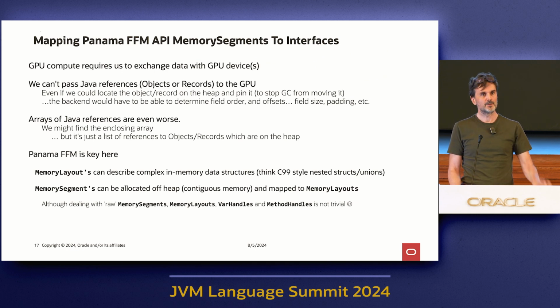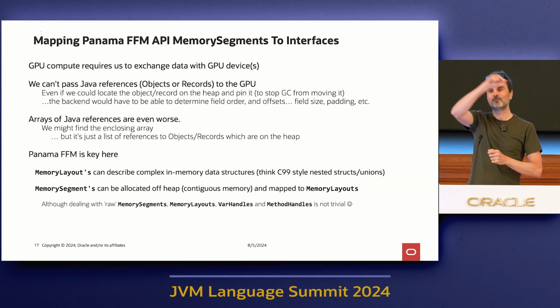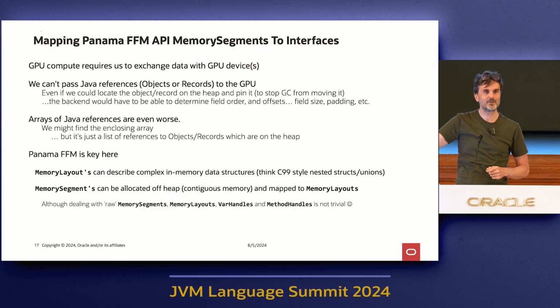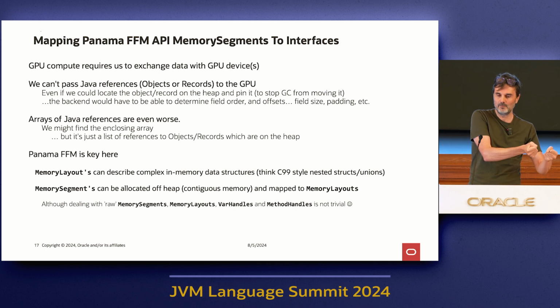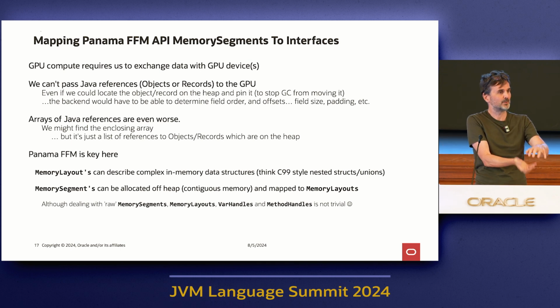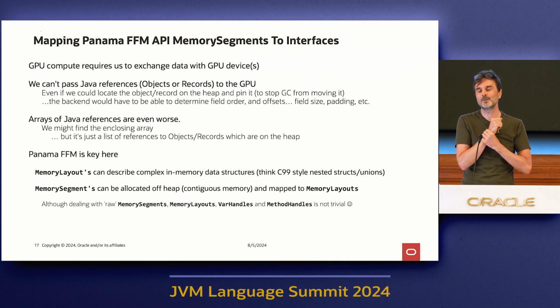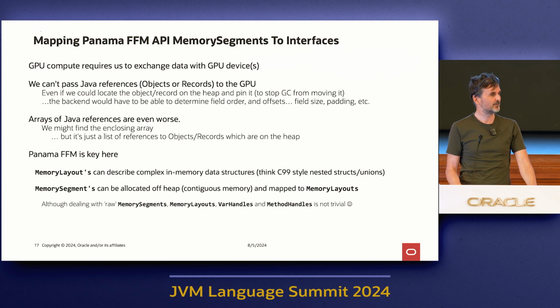So the problem is we've got the host and we've got the GPU. They have separate memory systems. So you can't pass a reference to a Java object over to the GPU and expect it to work. You're going to have to copy something over. And you don't want to copy over the contents of the object. That's private to HotSpot and private to its runtime. When we're building a library, we do not want to depend on the implementation details of how HotSpot lays out its objects. So Panama is the key here.